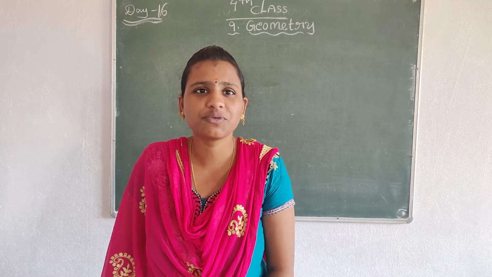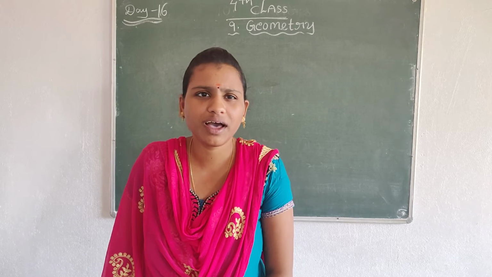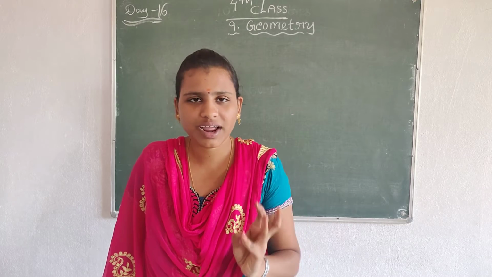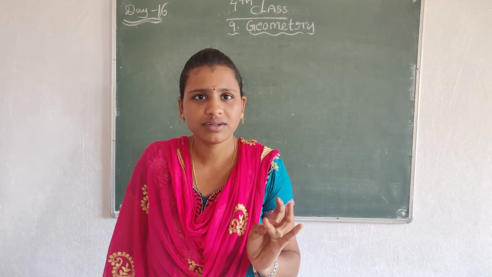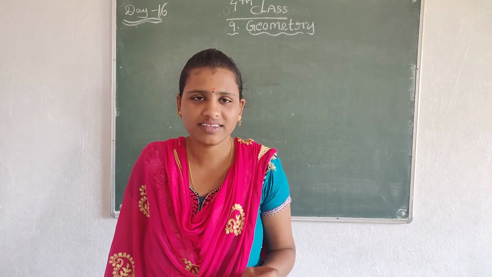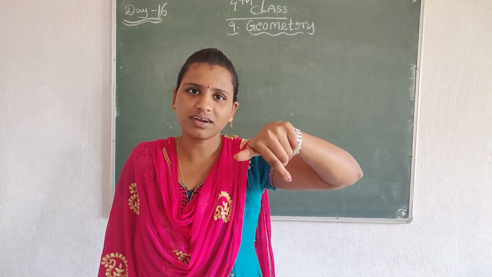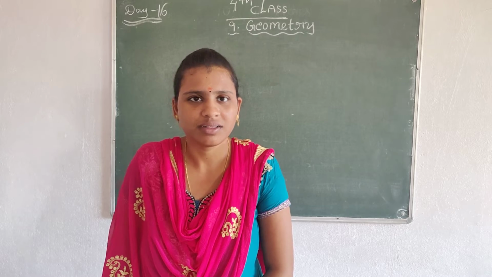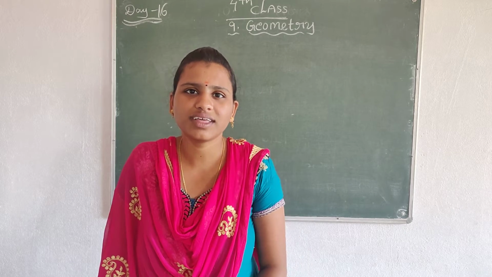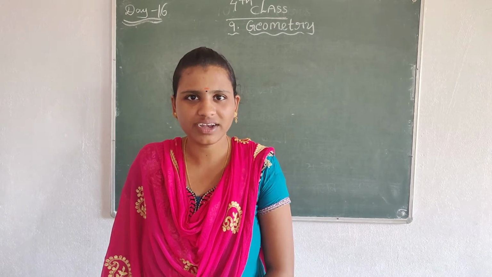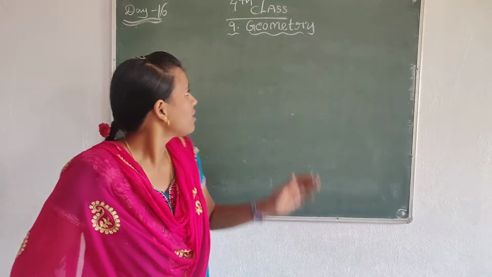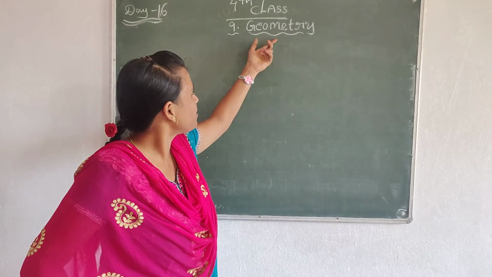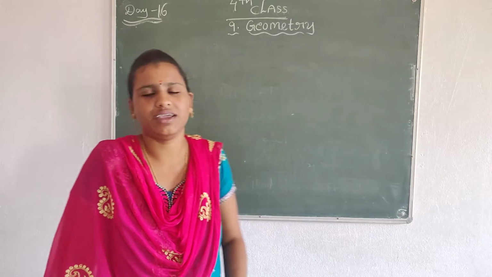In the geometry box, what do we have? Protractor and set squares. Next, compasses, scales, divider. Okay. These all things are there in your geometry box, right? Like that, all these instruments are used in geometry.